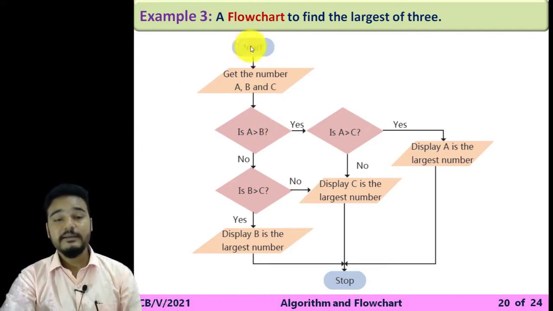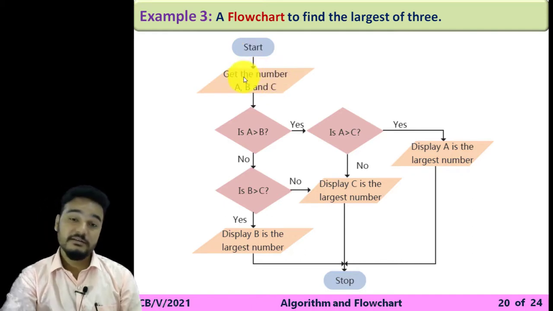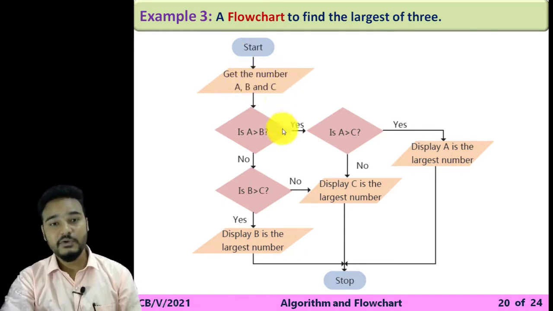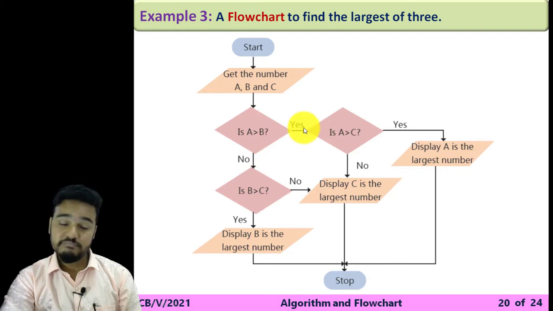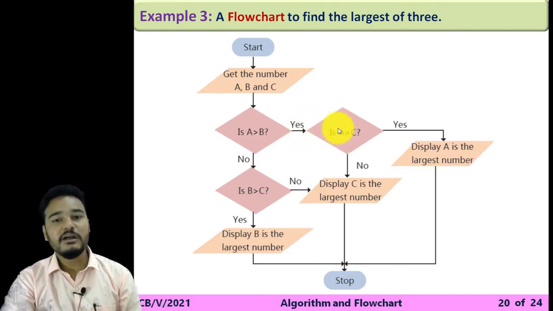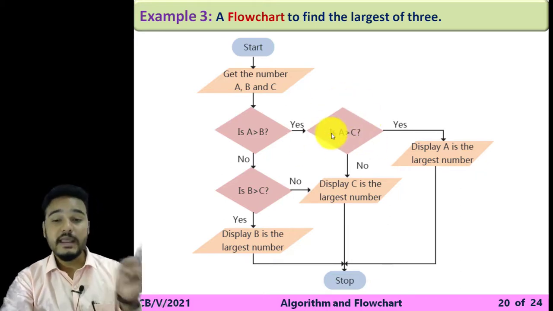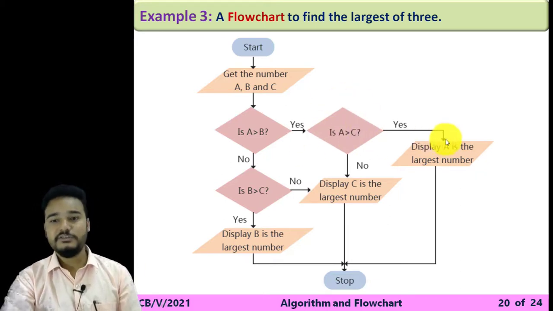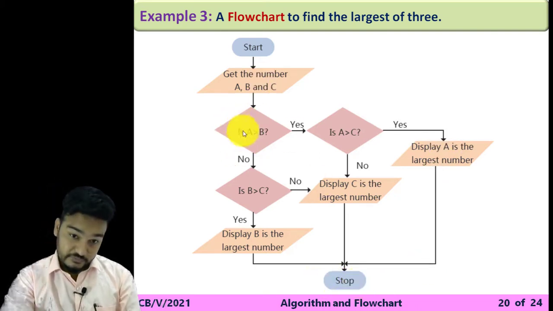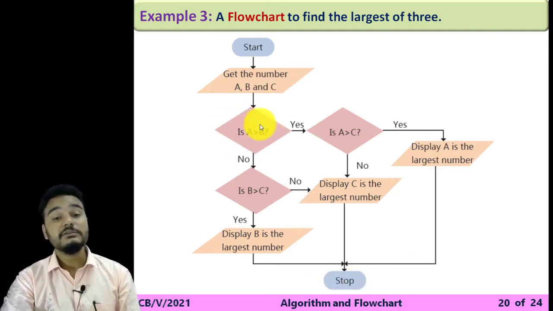First we will take the start symbol. Then a parallelogram to get the input, that is A, B, C. Here a decision symbol: is A greater than B? Yes, it is greater than B. Again a decision: is A greater than C? Yes, then display A as the largest number. Simple, stop.